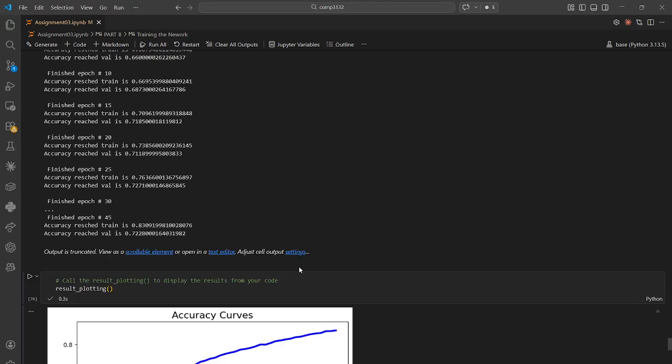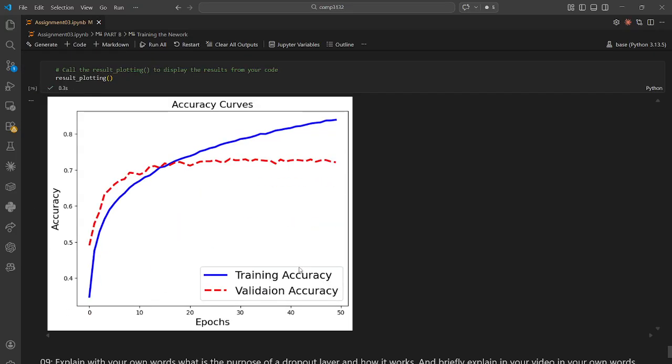So looking at the third accuracy plot, the gap between training and validation accuracy is now smaller compared to the previous models. The training accuracy is a bit lower, but the validation accuracy is better, which means the model generalizes better to new unseen data.